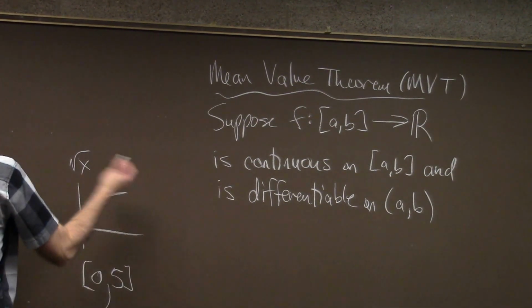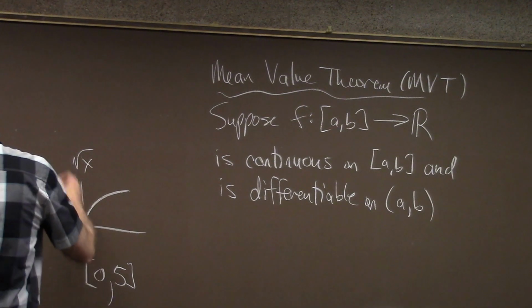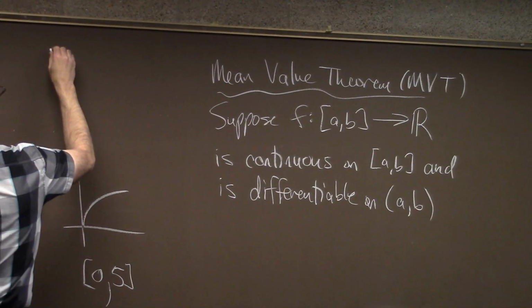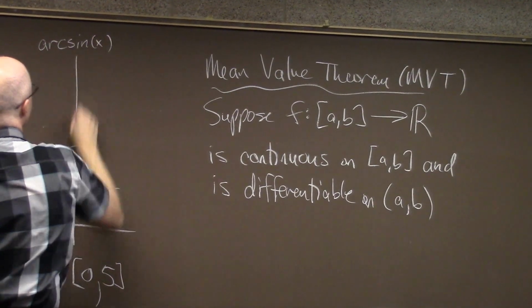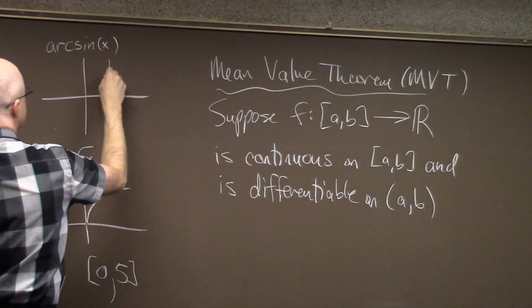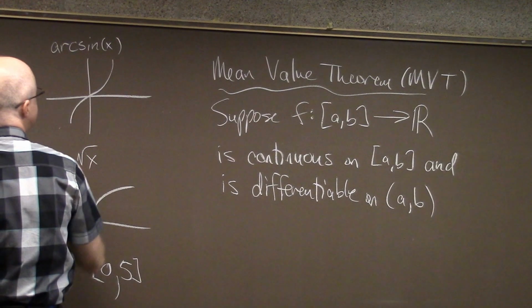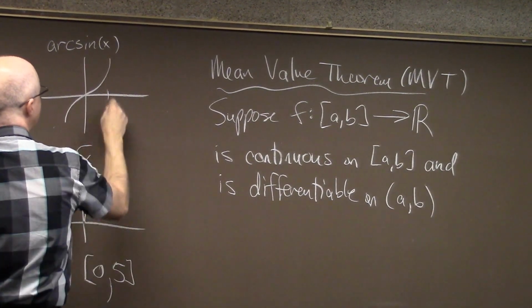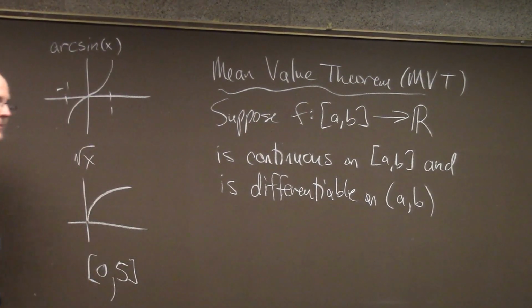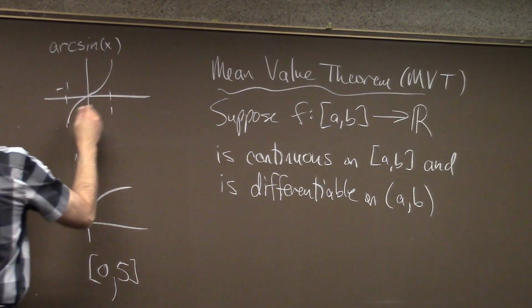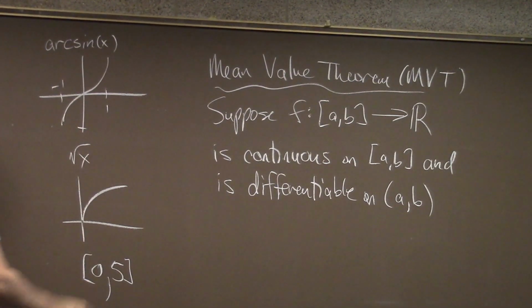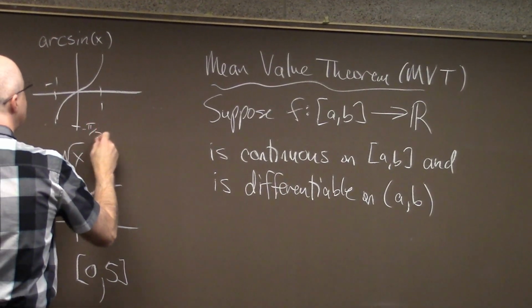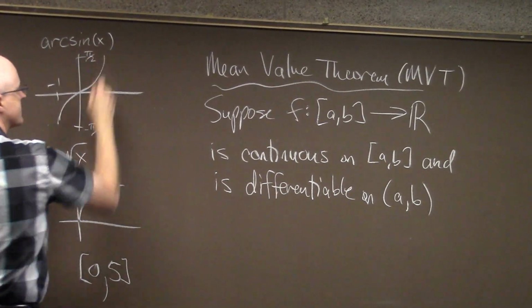Another example, actually, where you could fail to be differentiable at both endpoints would be like the arcsine function. The graph of the arcsine function looks like this, and it's got vertical tangents at 1 and -1. So it fails to be even one-sidedly differentiable at those points. I hope you know what the graph of the arcsine function looks like.